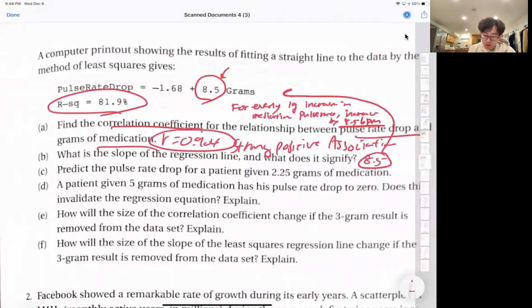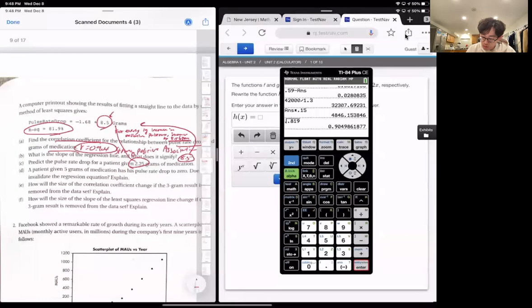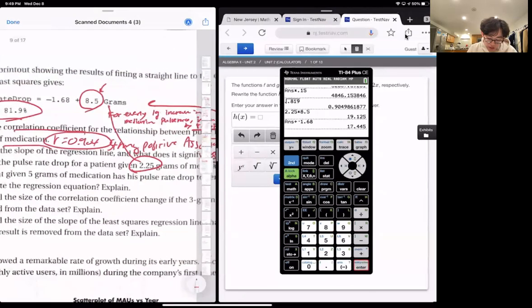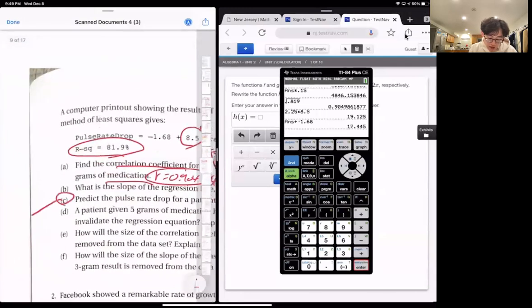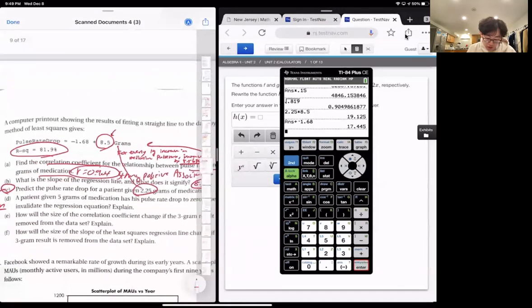Predict the pulse rate drop for a patient given 2.25 grams. Okay, so this just means I need to plug it in right there. So I'm going to bring up my calculator one more time. 2.25 times 8.5, and then you add the negative 1.68. So I get 17.445. So I'm going to say that 17.445 beats per minute is the predicted amount at 2.25 grams of medication.